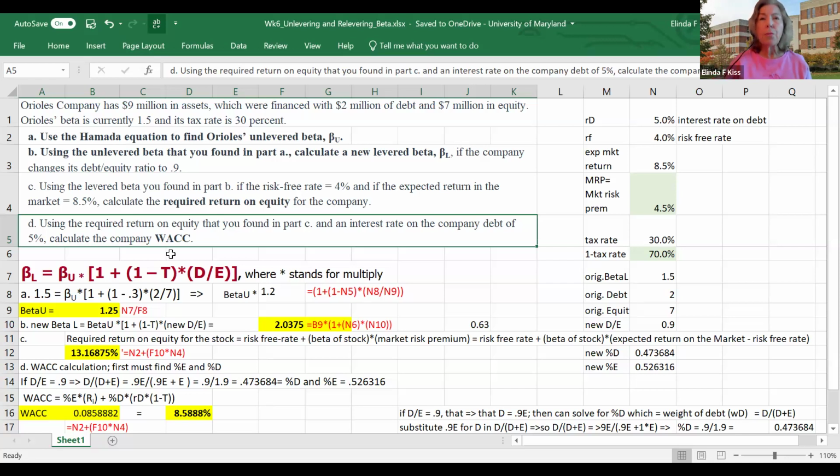Now, our fictional company originally had a debt equity ratio of 2 divided by 7, see cells C or D in row 8. But it will issue more debt, perhaps to buy back stock or for some other reason, so that its new debt equity ratio will be 0.9, as shown in column N, row 10.